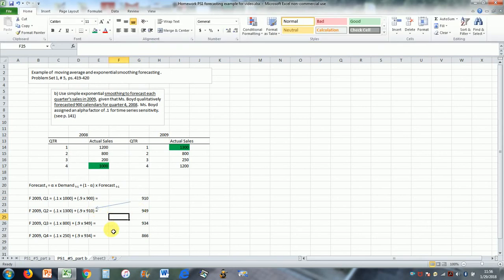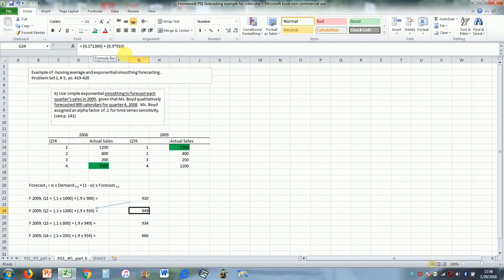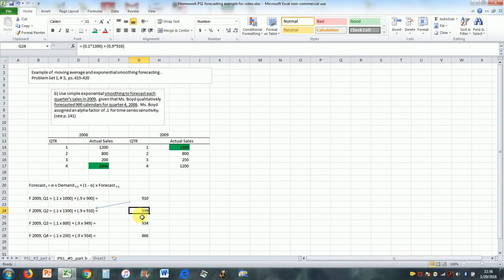Alright, so to finish the equation, we have 0.1 times 1,300, which was the actual demand in quarter 1 of 2009, plus 0.9 times 910, which was the forecasted for the period of quarter 1 2009, right here. Alright, and if you add those up, multiply and add, you have 949. Okay? Let's do the next one.